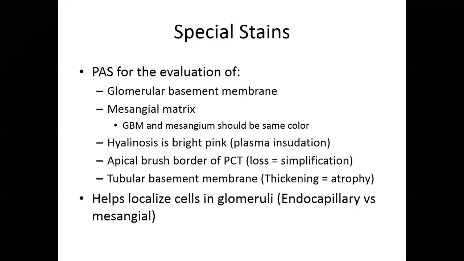Use the PAS to evaluate the tubular basement membranes as well. If the tubular basement membranes are thick, then we think that that tubule is undergoing atrophy. Sometimes they'll be thick and multi-laminated, and again, it shows some type of degenerative or atrophic process in the tubule. And one thing I don't have on this slide is that the glomerular basement membrane and tubular basement membrane should be approximately the same thickness.